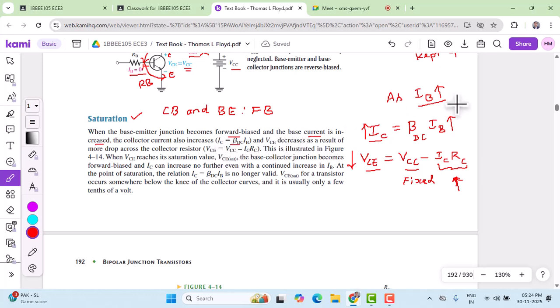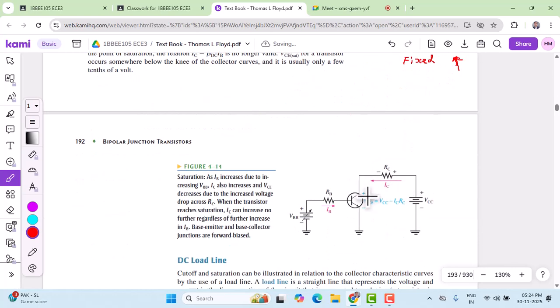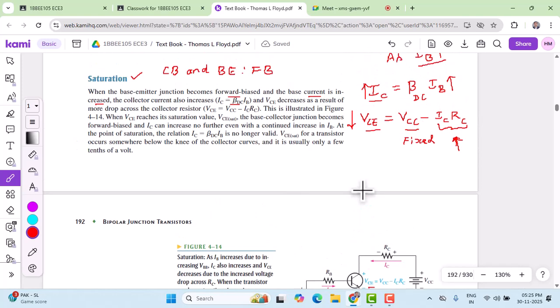What I want to conclude from this is, as base current increases, collector current increases, and collector emitter voltage decreases. That means the voltage across the collector and emitter in the circuit shown here keeps decreasing. Earlier this voltage was reverse biasing the collector base junction. Now as VCE keeps decreasing, slowly the collector base junction is going to become forward biased. At some point, the collector base junction becomes forward biased. That's what we want to convey from this.